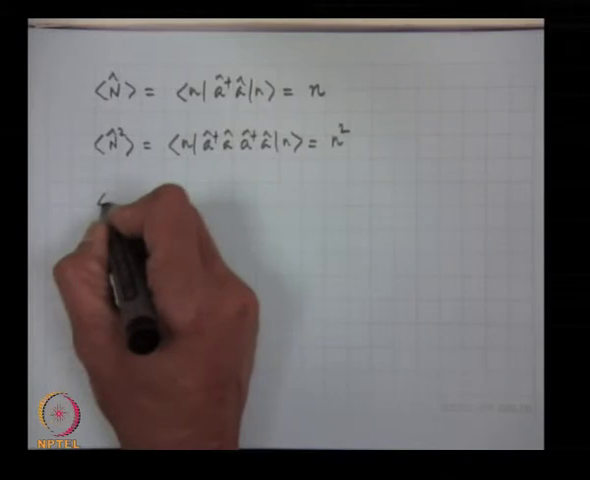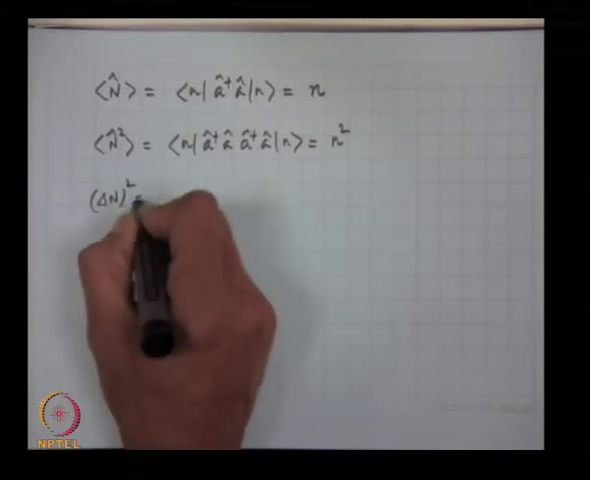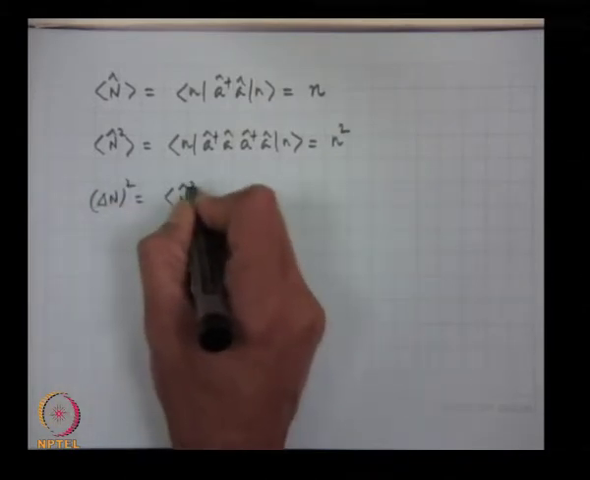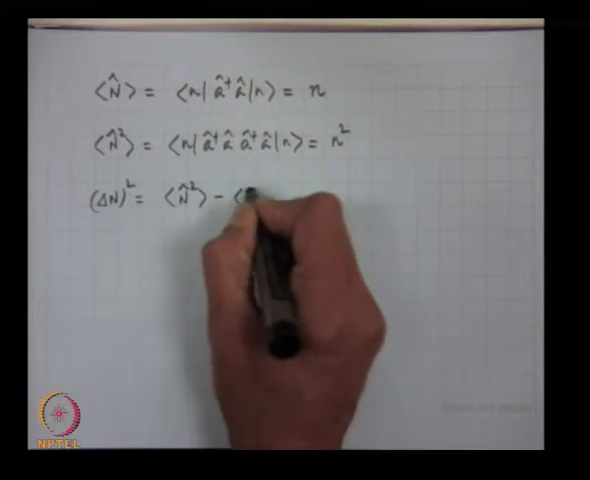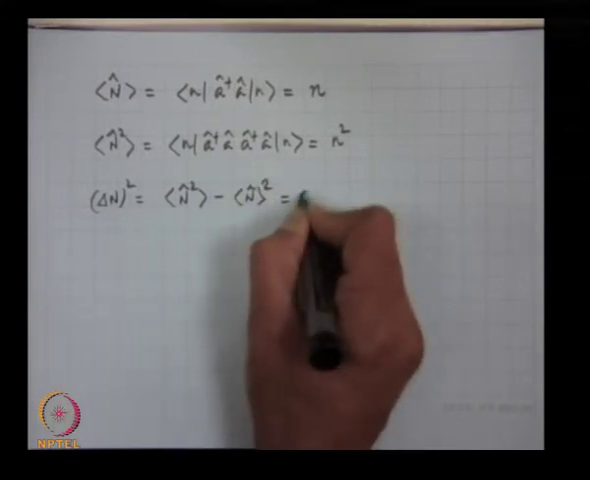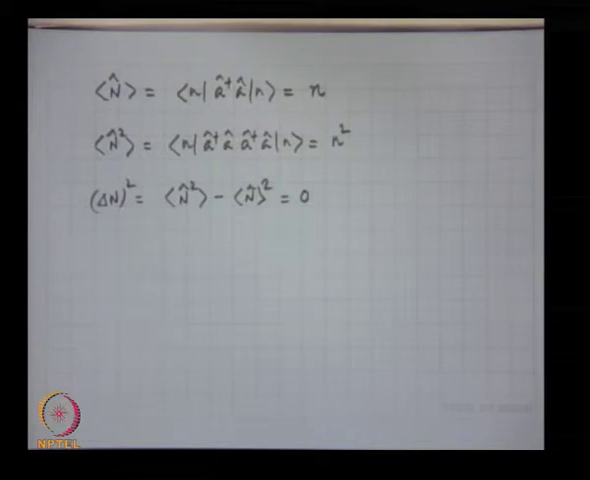So delta n square is n square average minus n average square, because this is a state with a well-defined number of photons. The number of photons is exactly n, and so there is no variance. Variance is 0. What is the probability of finding n photons in the state?